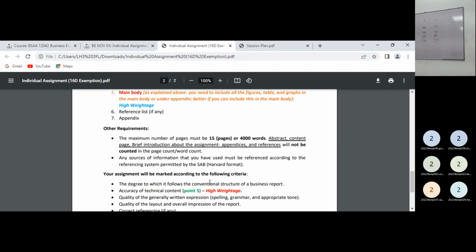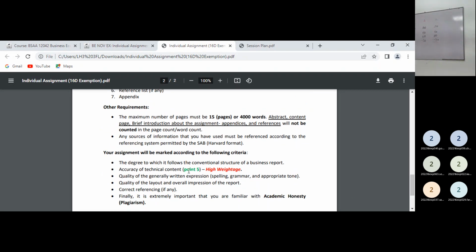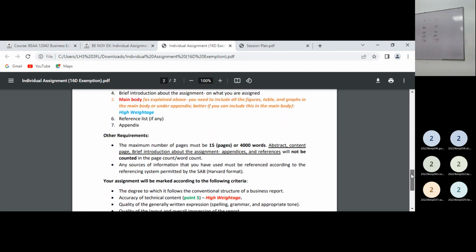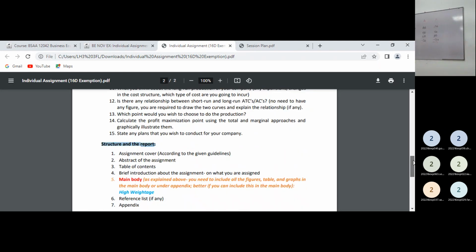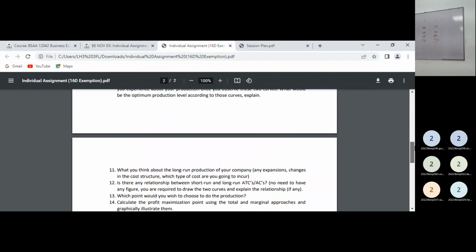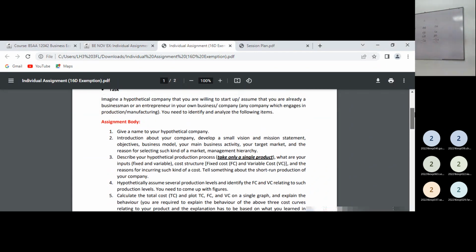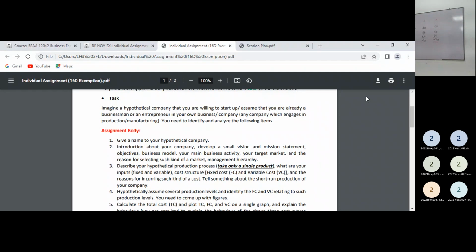What are the other requirements? Simply the things that you need to consider. This is not the marking scheme. Things you need to consider. Then you have the things to be done. Even though it says 15 bullet points, it's very simple, right? I will explain it clearly.